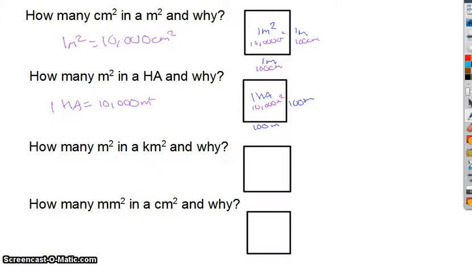Okay, what I'd like to do now, just pause the video and see if you can work out how many metres squared in a kilometre squared and how many millimetres squared in a centimetre squared. When you've had a go at that, press play on the video again and see if you got the same as me.